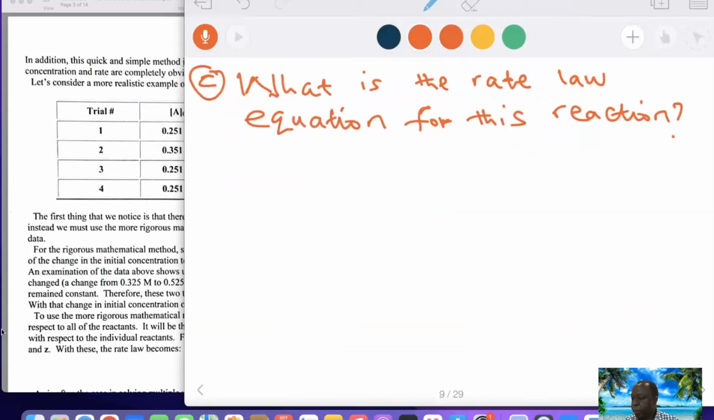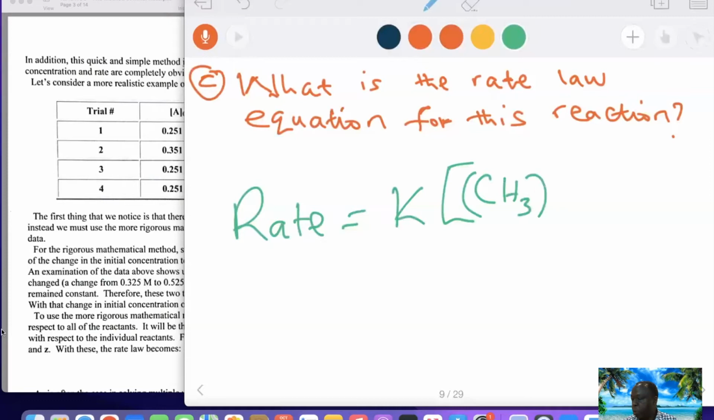Remember rate law, assume this rate law is of this format: k, which is the rate constant, times the concentration of 2-methyl propane raised to m, hydroxide raised to n. We need to find the rate constant. Here is the way to answer part C.